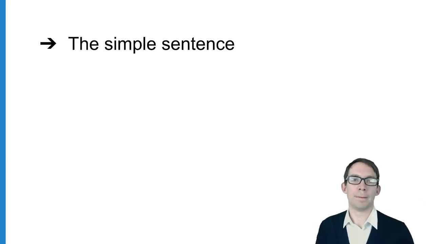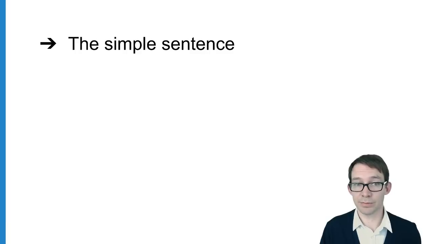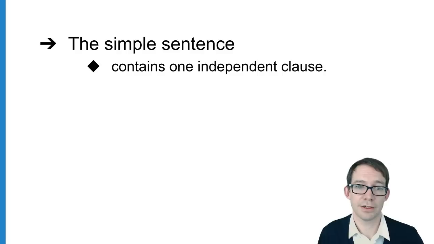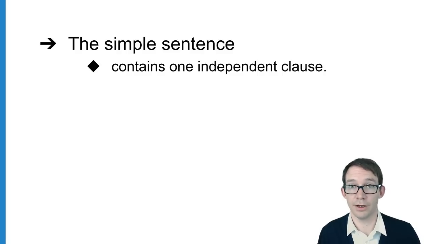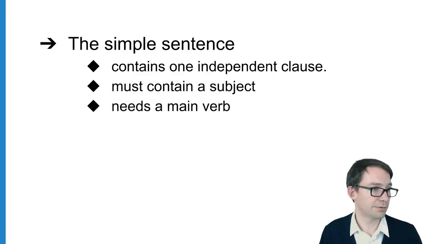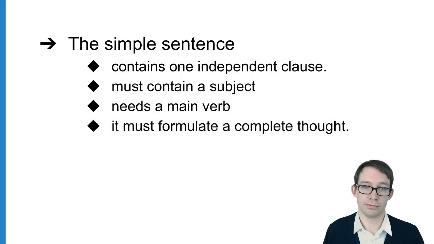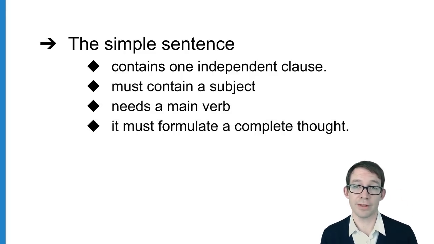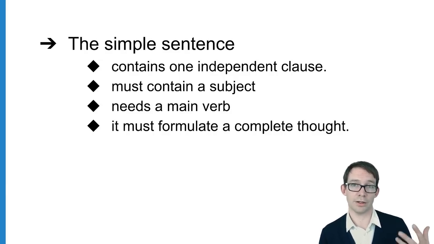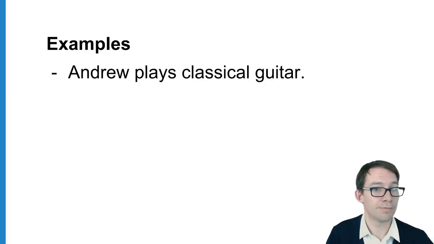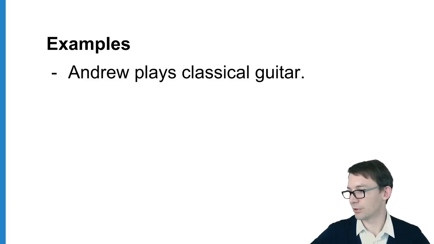A simple sentence isn't necessarily as simple as it sounds, but I'll talk about that in a minute. A simple sentence contains one independent clause. Okay? It must contain a subject, it needs a main verb, and it has to formulate a complete thought. So basically, a simple sentence is the same thing as the independent clause. One independent clause alone is a simple sentence. For example, Andrew plays classical guitar. Real simple, just 4 words, right?